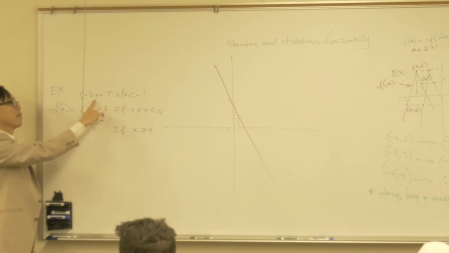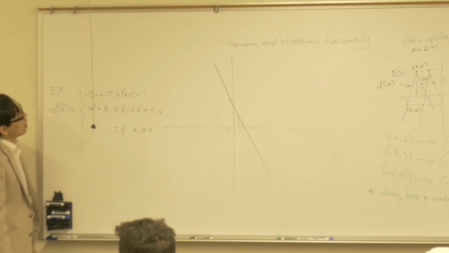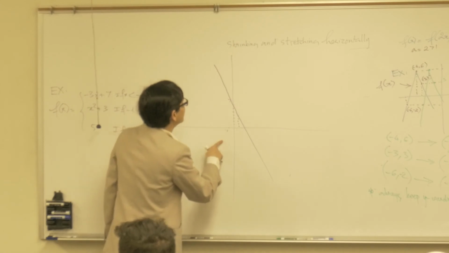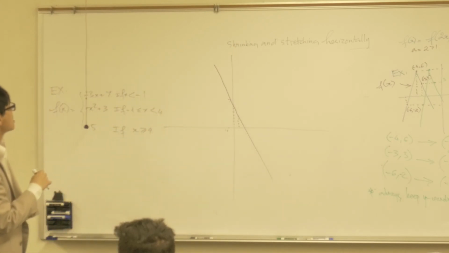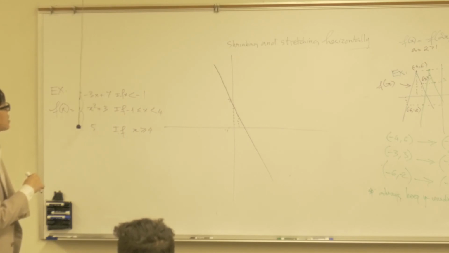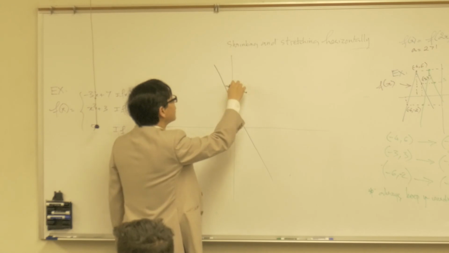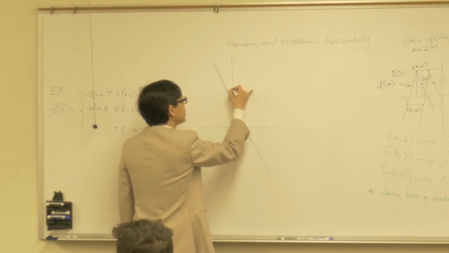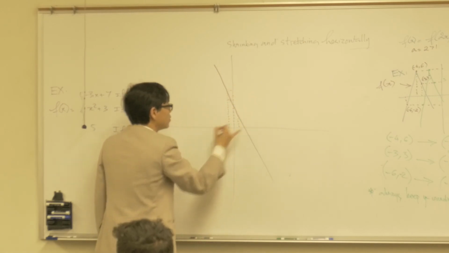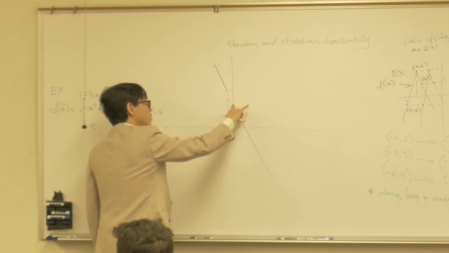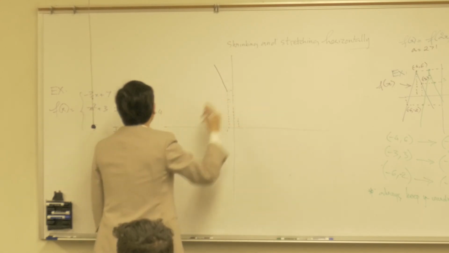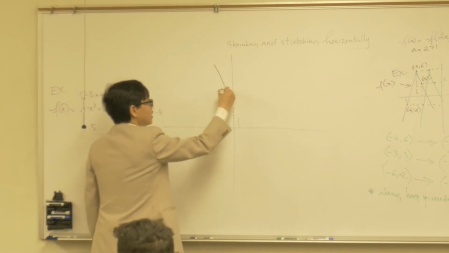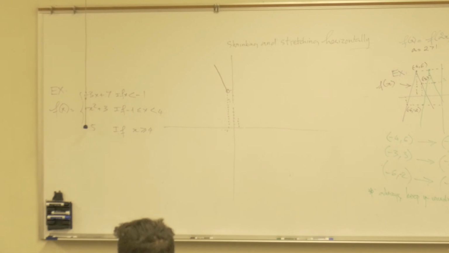If you plug -1 into here, what does it give you? It gives you 10. So -1 gives you 10. Less than -1: 6, 7, 8, 9, 10. So 10 right here. So we're gonna erase this part, and we're gonna have an open circle right here. So this will be the first branch.